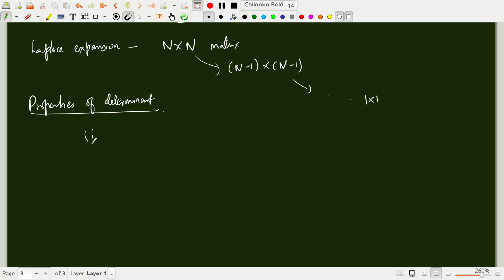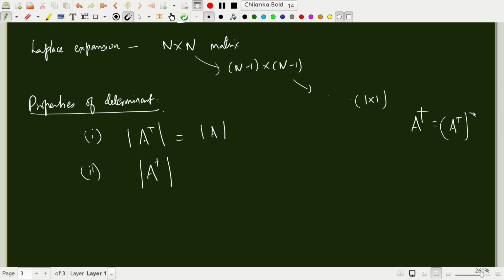Okay, firstly, the determinant of the transpose of a matrix is the same as the determinant of the matrix. Okay, the determinant of the Hermitian conjugate of a matrix, if I have a matrix with complex entries, A dagger. What is A dagger? It is A transpose whole star, right? This is the Hermitian conjugate.